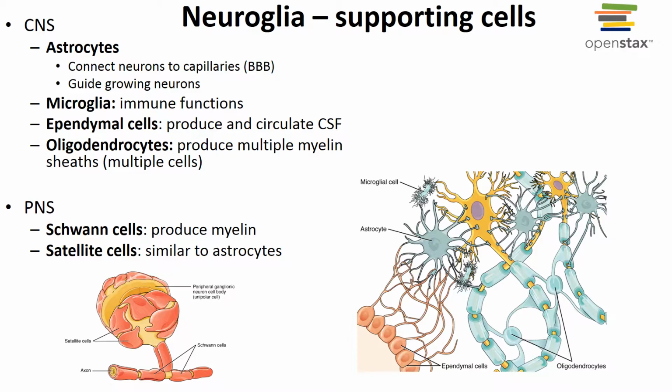Neuroglial cells of the central nervous system consist of astrocytes, which make up about half of all neural volume, and they're generally star-shaped. They possess numerous projections with a bulb at the end that cling to neurons and capillaries, and therefore they serve as connections between neurons and the blood nutrient supply. This is called the blood-brain barrier.